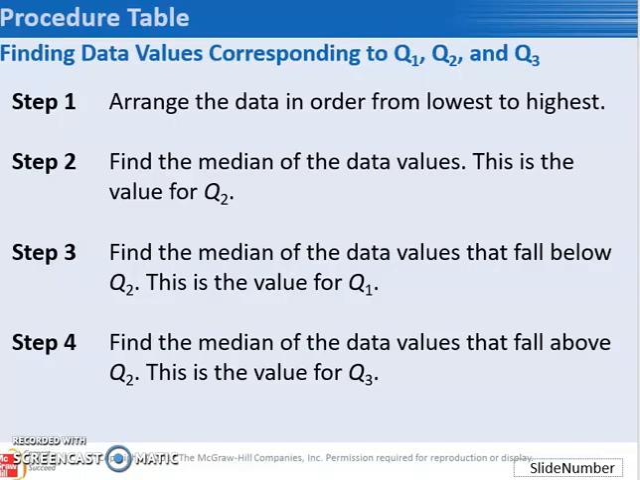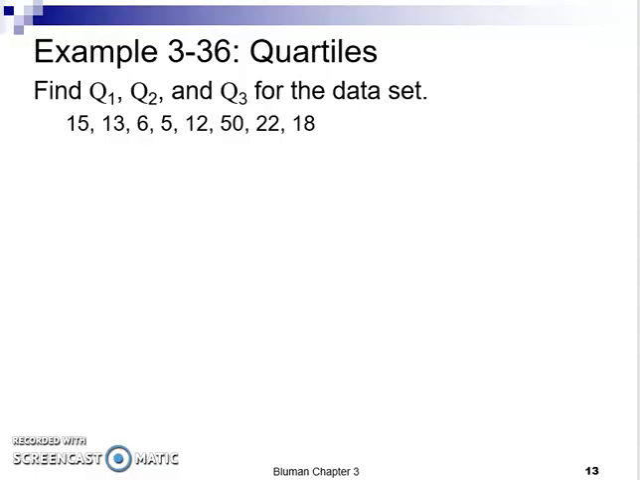To find the quartiles, these are our steps. We arrange the data in order from lowest to highest. Find the median, which they've named quartile 2. Step 3, we want to find just the first half of the data set. The median for that is quartile 1. And then in step 4, the second half of the data set, the median for that is quartile 3.